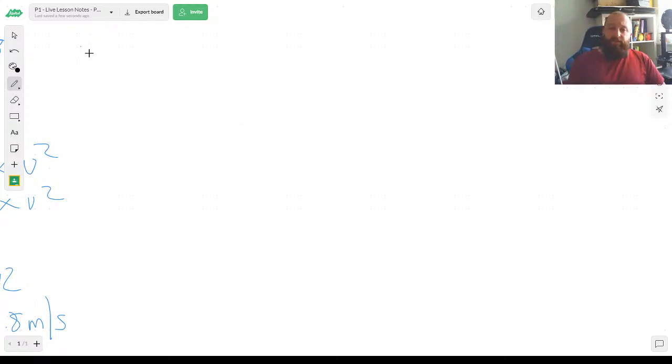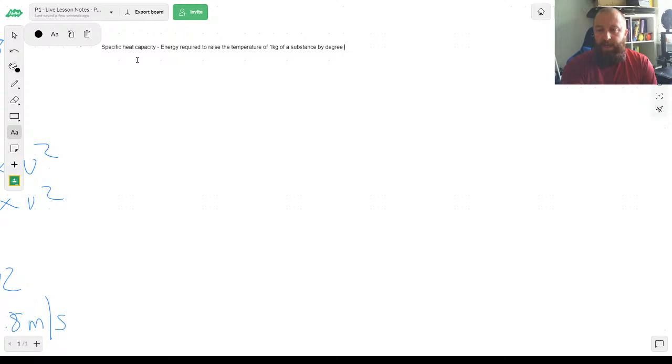Now, the definition for specific heat capacity, in fact, I'm going to type it because it'll be quicker for me. So it's the energy required to raise the temperature of 1 kilogram of a substance or material by 1 degree Celsius. So that's the definition that you need to know.